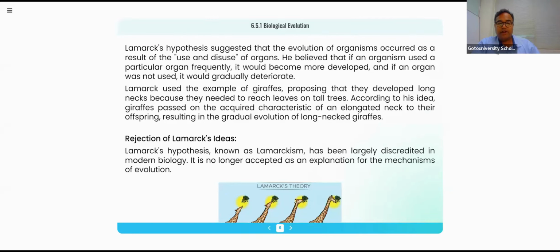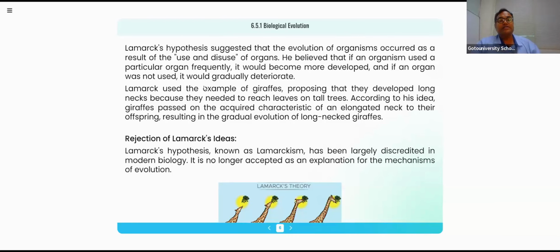Now we are entering into biological evolution, in the rejection of the Lamarck ideas. We need to understand here that the mechanism of evolution was not completely fulfilled in the Lamarck concept. Lamarck used the example of the giraffe, proposing that it developed a long neck because it needed to reach the leaves on the tall tree. According to this idea, giraffes passed on the acquired character of an elongated neck to their offspring, resulting in the gradual evolution of the long-necked giraffe, right?